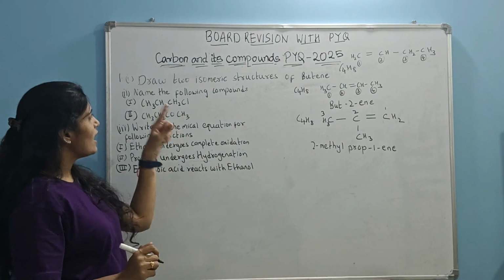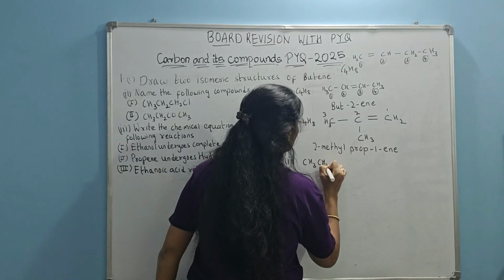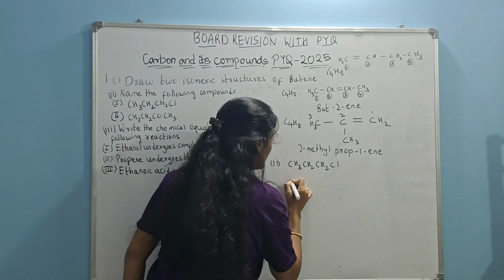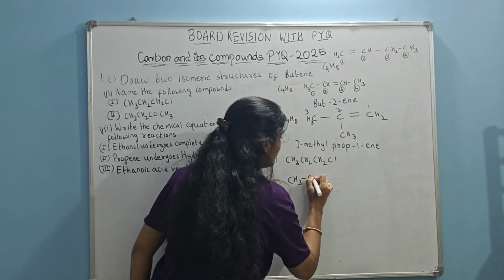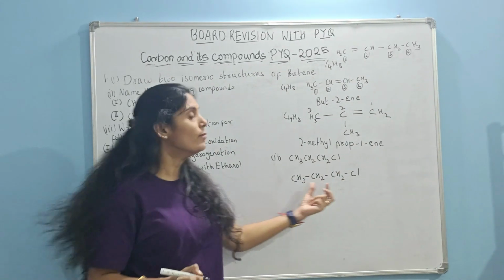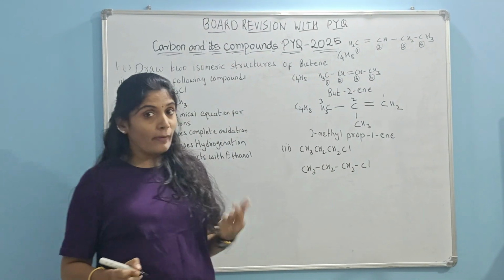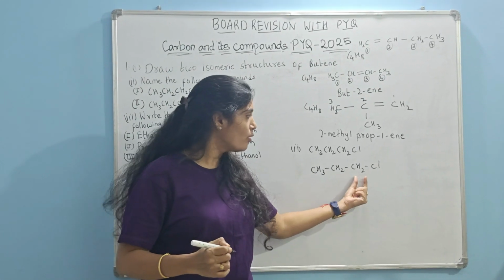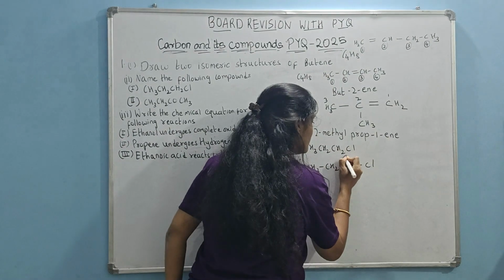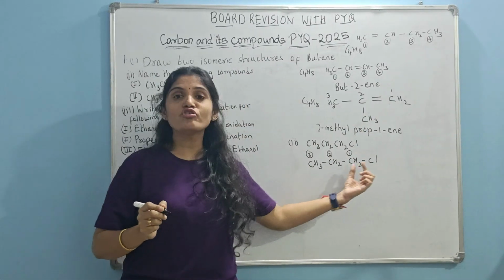Now, the next question asks us to name the following compounds. The first compound is CH3, CH2, CH2, Cl. Now, if you write this compound in a proper way, it is CH3, CH2, CH2, Cl. What should I do? I should first give the numbering for the carbon chain. I can number from the left side or from the right side. But I will number the compound in such a way that the carbon holding the substituent Cl gets the least number. So I will be numbering from the right side: carbon 1, carbon 2, carbon 3. I told you just now that the substituent should be written first.